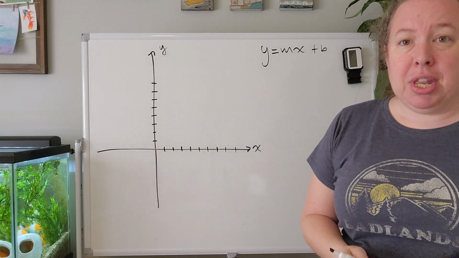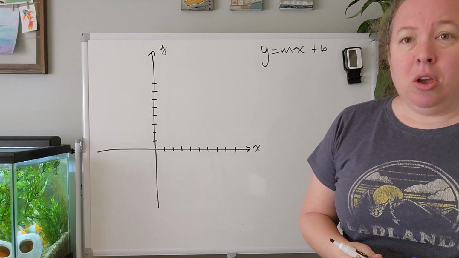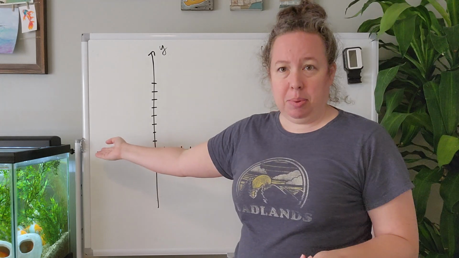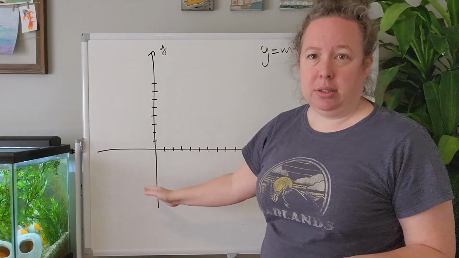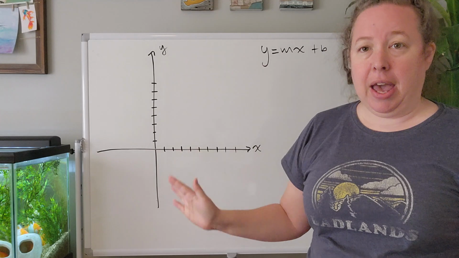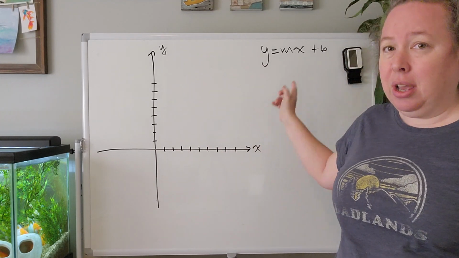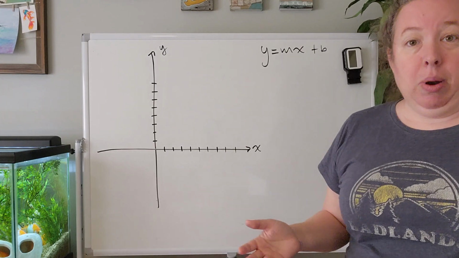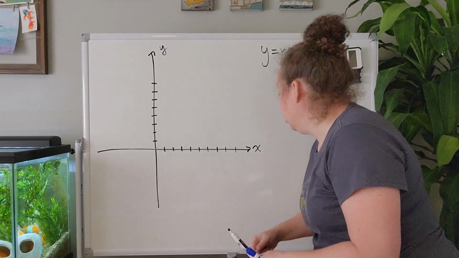Okay, so the next step then is, well, what does the x represent? Well, the x represents all the inputs and the y represents all the outputs. So the x and y that you see in the equation are the exact x and y that you see on the coordinate plane. What about the other letters?